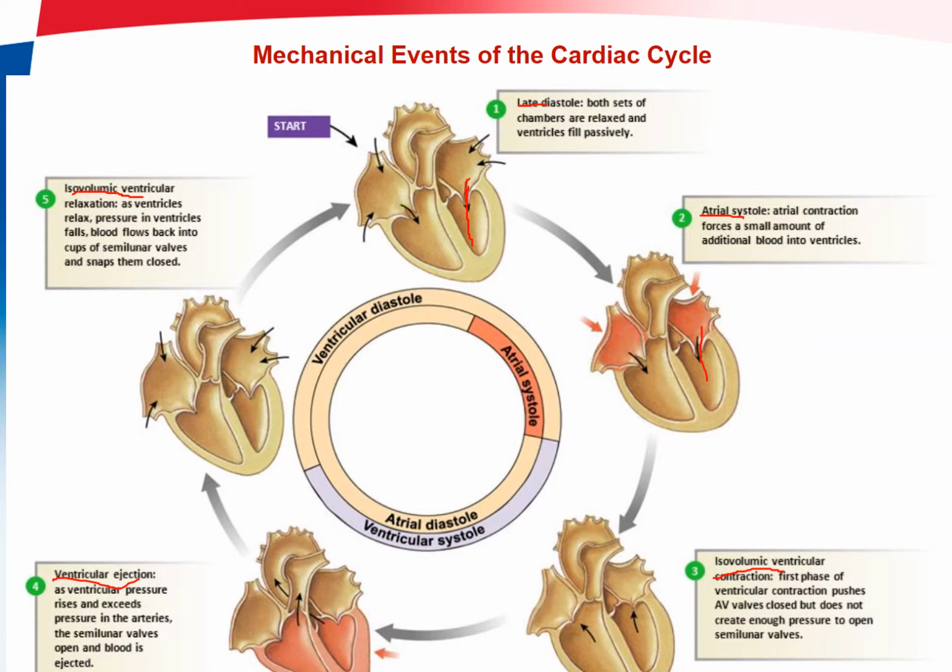At the end of ventricular ejection, the ventricles begin to repolarize and relax. As they do, ventricular pressure decreases. Once ventricular pressure falls below pressure in the arteries, blood flows backward toward the heart. This causes the cup-like cusps of the semilunar valves to close. So, a fun fact, the first lub of the lub-dub sound you typically hear on a stethoscope is the AV valves closing, and the dub is the semilunar valves closing.